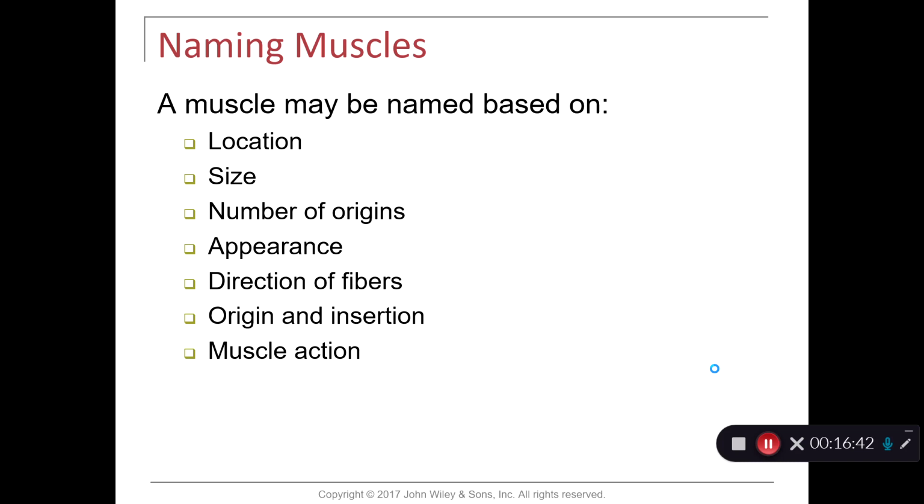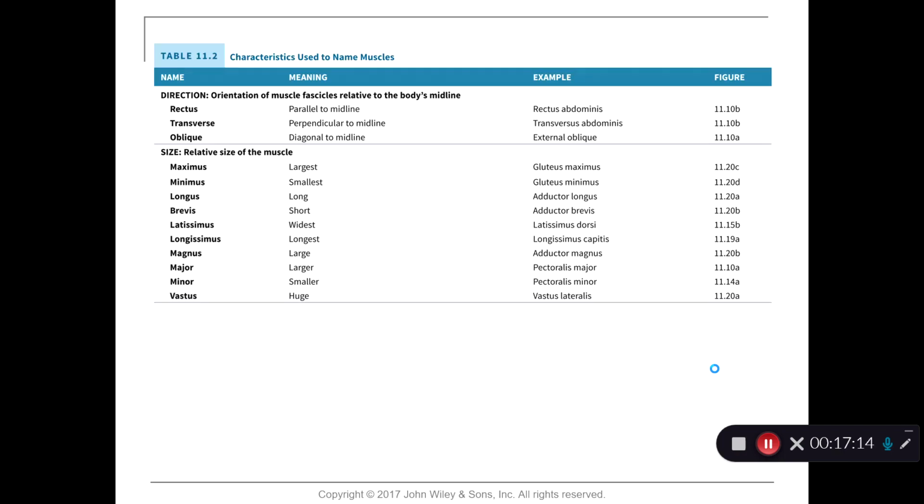Appearance, again: is it pennate, or does it look like a circle? Does it look like a triangle? That type of stuff. The direction of the fibers: is it pennate? Is it all perfectly uniform? Is it parallel, or is it fusiform? Its origin and insertion: where does it insert? Where is its origin? Those locations are added into it. And then the muscle action, what does it do? All can be a way to help describe what that particular muscle does.